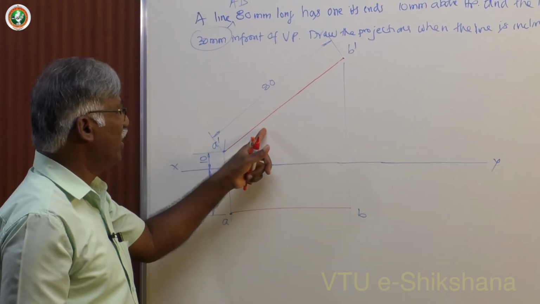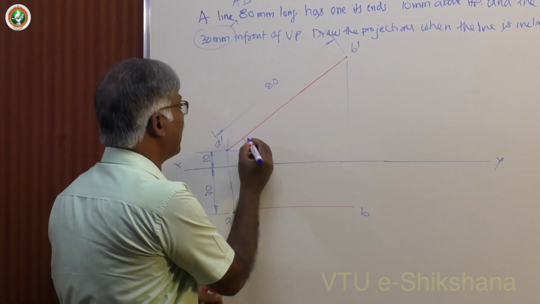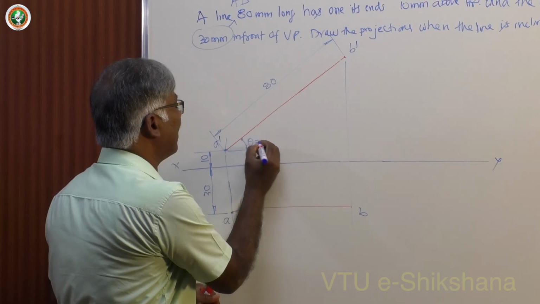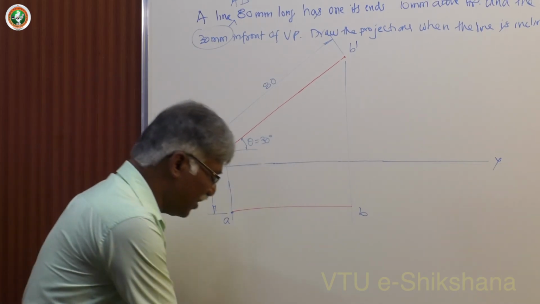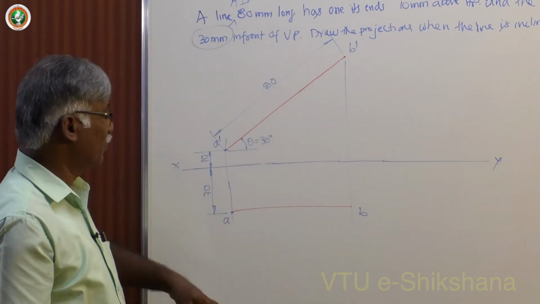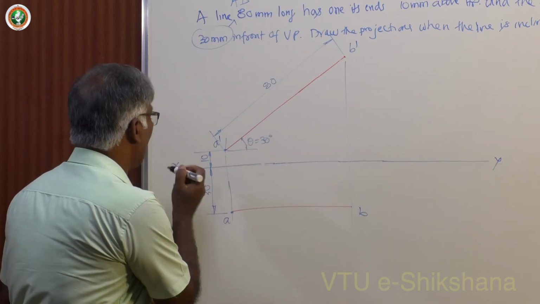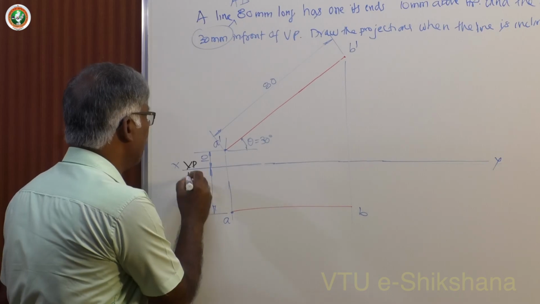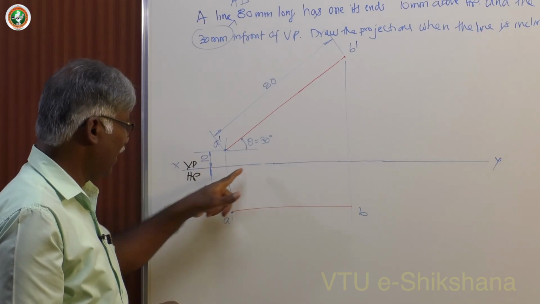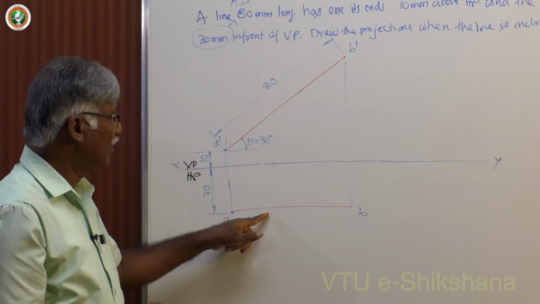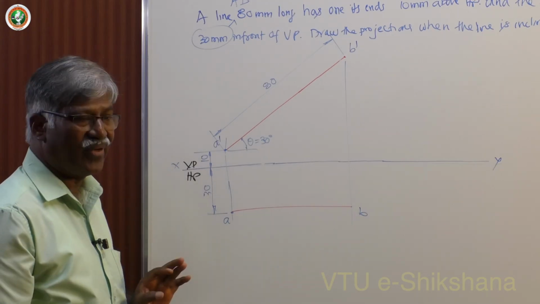Otherwise, A dash, B dash is the front view, AB is the top view, and the corresponding angle you have taken, you should mention clearly, theta equal to 30 degree. So now I can explain clearly for this without looking at the question. The line is inclined at 30 degree to HP; you must always mention VP or HP. This is very important. The line is parallel to VP and 30 mm in front of it. So one end of the line is 10 mm above HP and 30 mm in front of VP. This is how you can define.